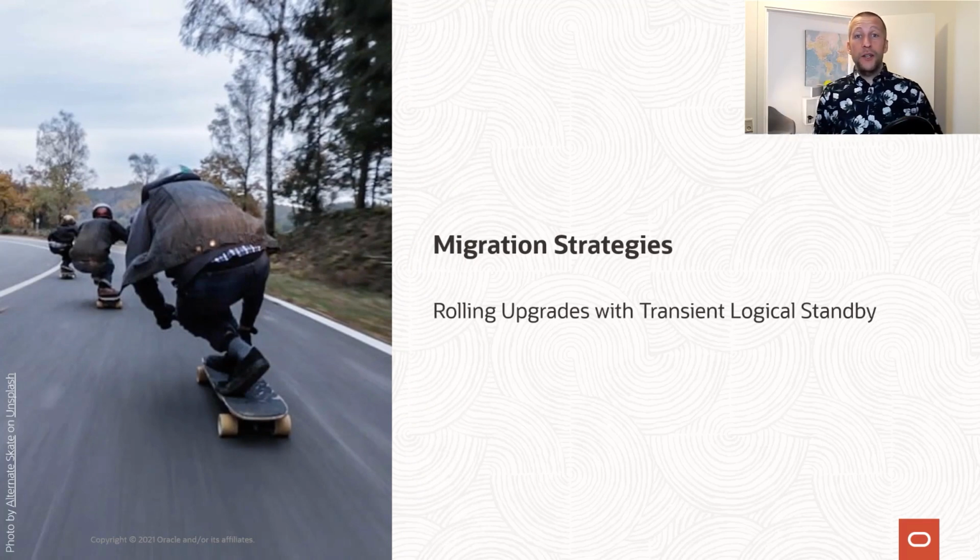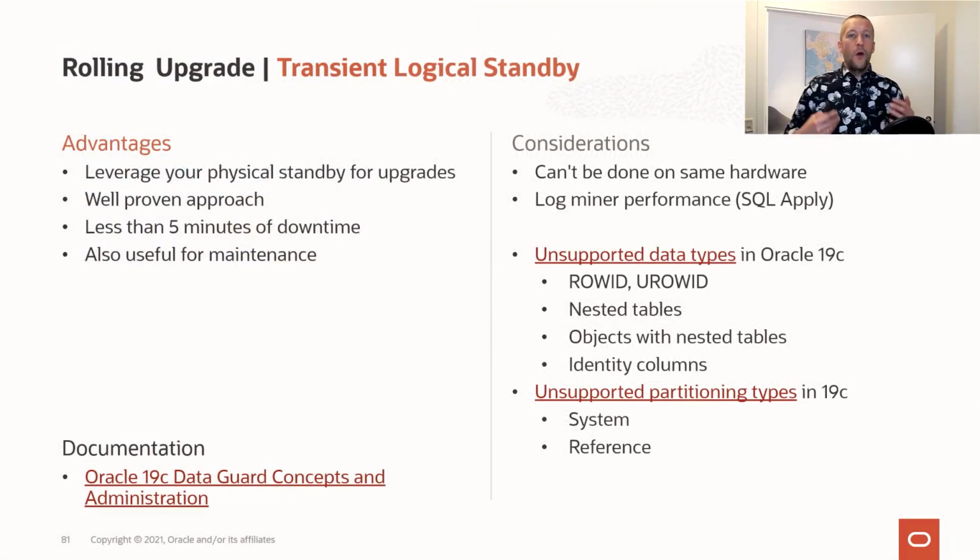Interesting. The next topic is rolling upgrades with transient logical standby. When you use this approach, you can use your existing physical standbys to do a database upgrade. This is a well-proven approach that was introduced all the way back in 11.1 or so, and we have many customers that use this approach. The advantage is that you can do an upgrade with less than 5 minutes of downtime, and the only downtime that you have to take is actually only a brownout while you do a Data Guard switchover. You can use this approach for upgrades, but you can also use it for other kinds of maintenance activities.